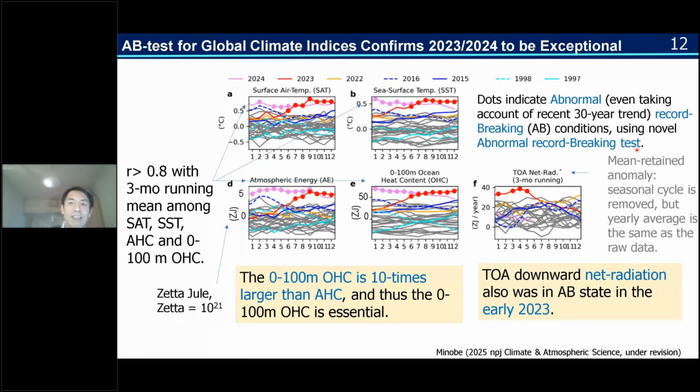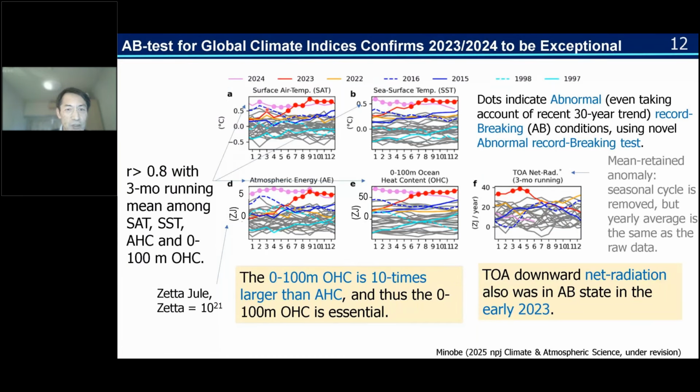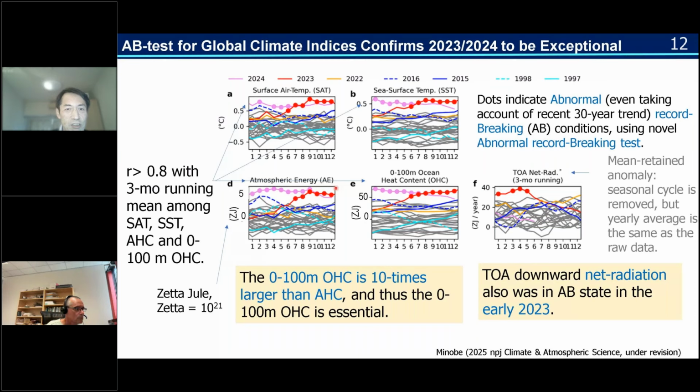In order to save time, I won't explain what an abnormal record-breaking test is, but the bottom line is that abnormal means that even taking into account the last 30-year trend, this data is still abnormal, so out of the expectation range. From the 2023 summer to about 1 year, SAT, SST, atmospheric energy, and ocean heat content exhibit the condition of abnormal. So that is very unusual.